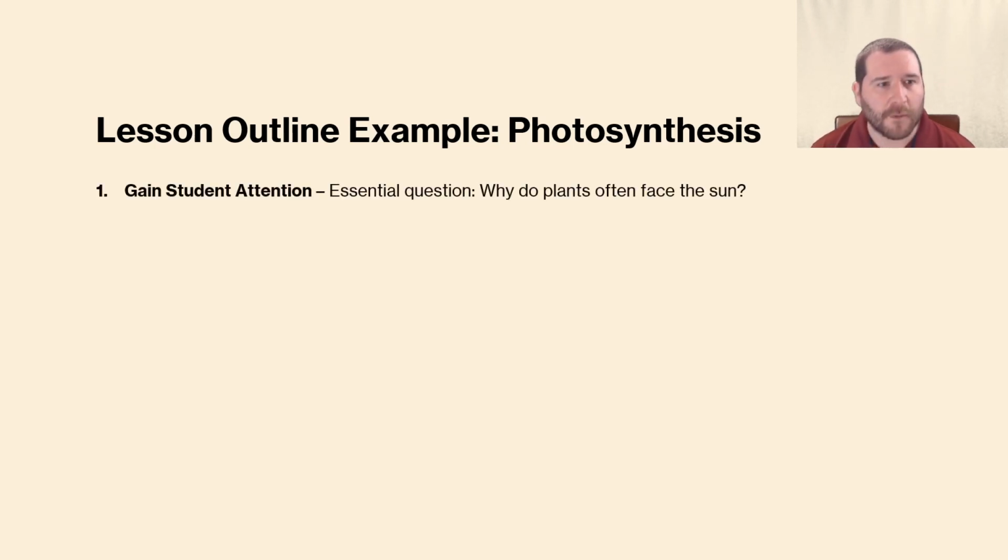Number 1, we want to gain students' attention. So maybe we start off that lesson with an essential question where we ask students, why do plants often face the sun or grow towards the sun or reach towards the sky, that sort of thing. So we open up with that discussion. We try to get them thinking about the real world. We try to gain their interest. We want to get them interested in the topic. We're not trying to scare them off yet.